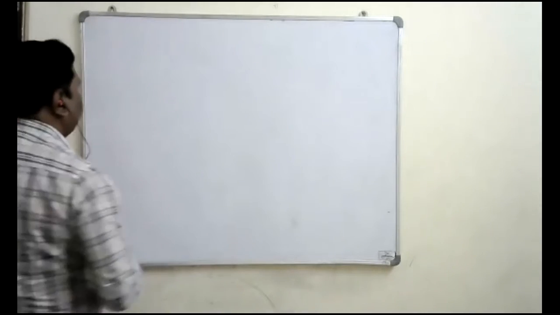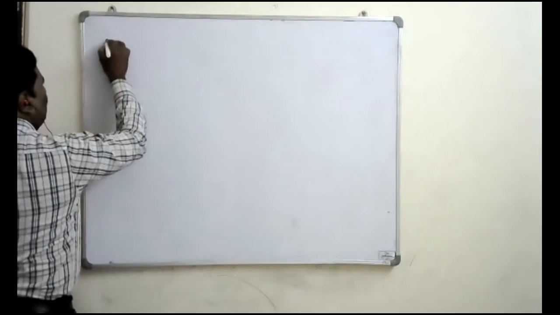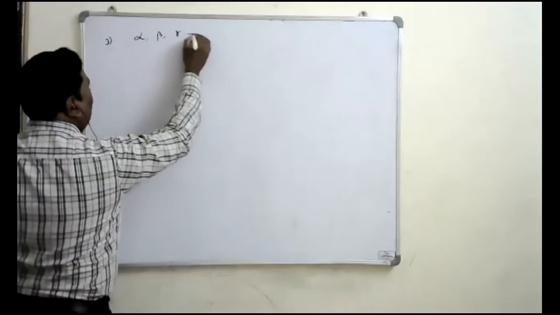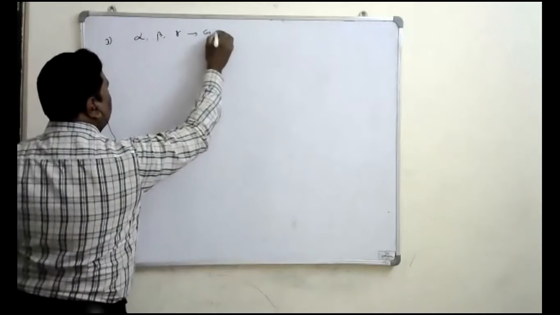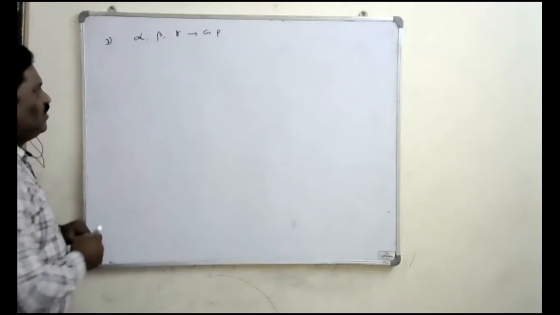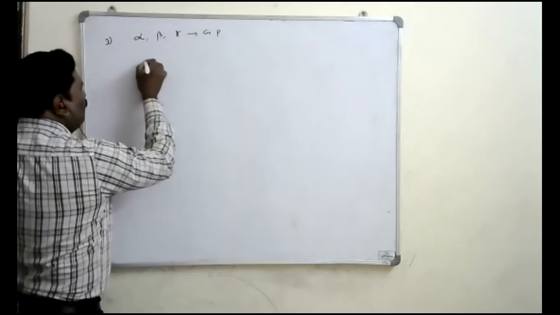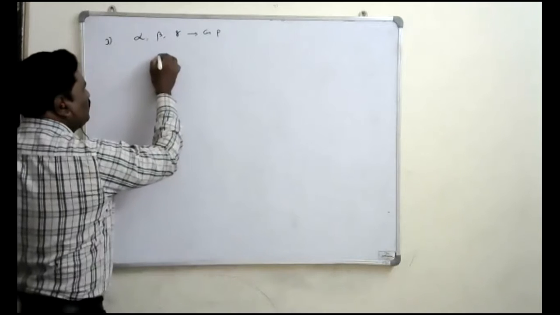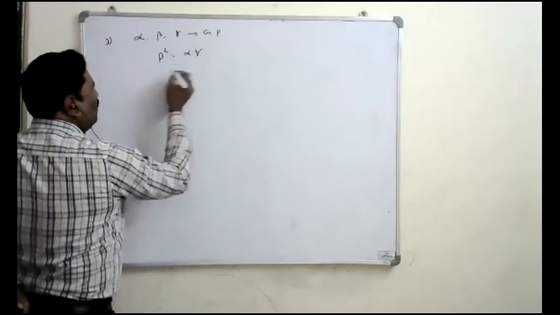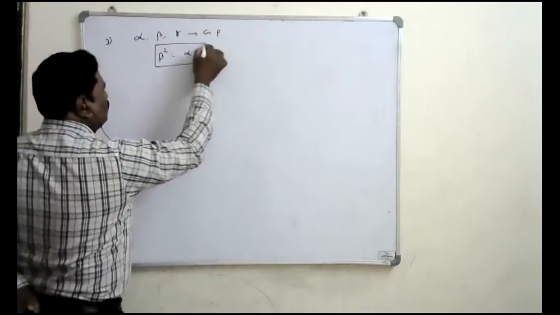Let's look at this problem. They have given that alpha, beta, gamma are in GP. This is the condition. These are three consecutive terms of the GP. If these are in GP, then the condition for GP is beta square is equal to alpha into gamma.